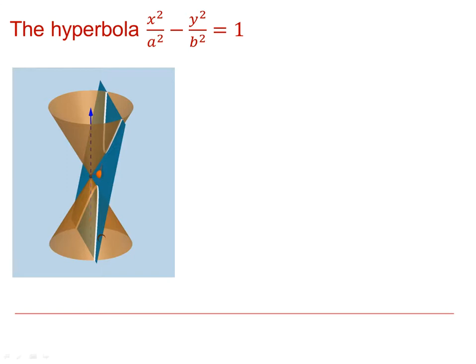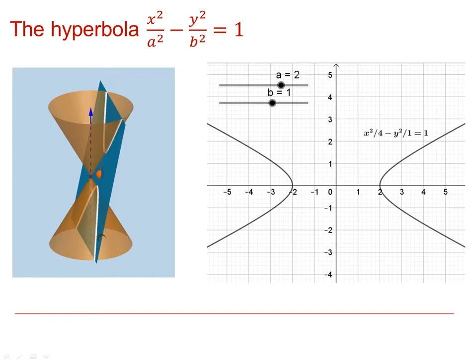The hyperbola has a general equation: x squared over a squared minus y squared over b squared is equal to 1. Remember, the ellipse was x squared over a squared plus y squared over b squared equals 1. So this is our general hyperbola, and here's an example where we've got a value of a equal to 2 and b equal to 1, so that it's the equation x squared over 4 minus y squared over 1 is equal to 1. You can see those two branches clearly. Also notice that the point at which it crosses the x-axis is at plus or minus a.